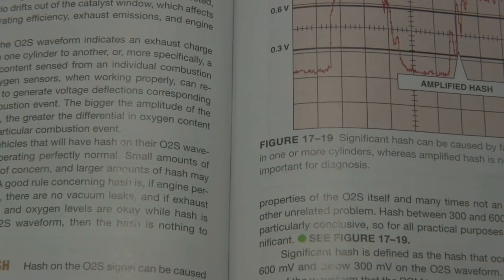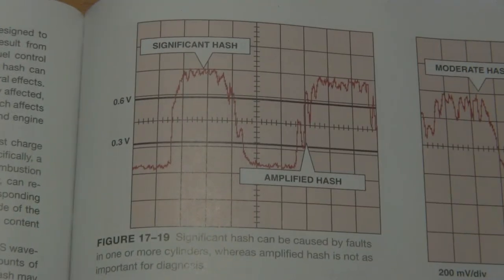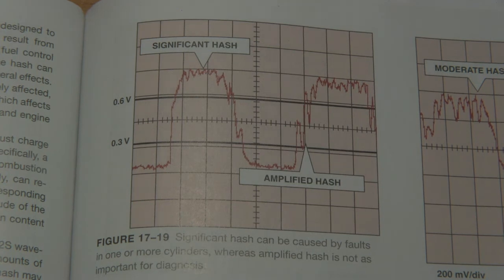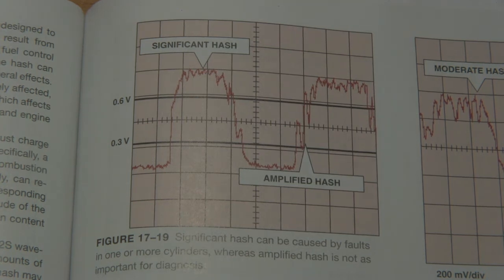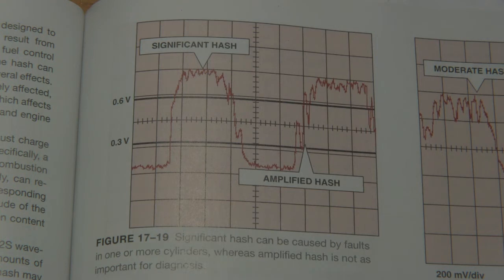Let's talk about hash. What is hash? What are the causes of hash? So, as the book says, hash is the critical indicator of reduced combustion efficiency. What does reduced combustion efficiency mean? What are we talking about there?